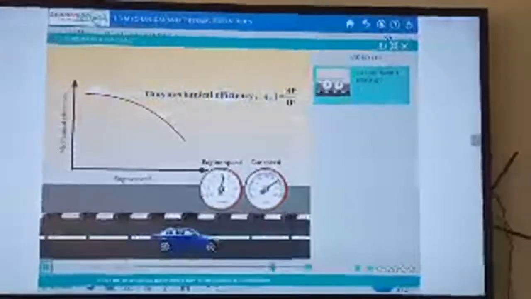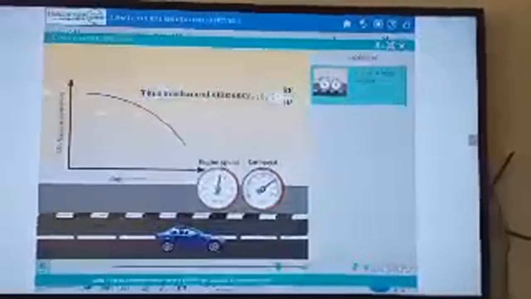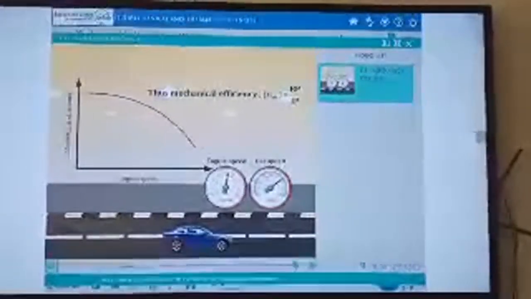In common, the mechanical efficiency of engines varies from 65 to 85%.